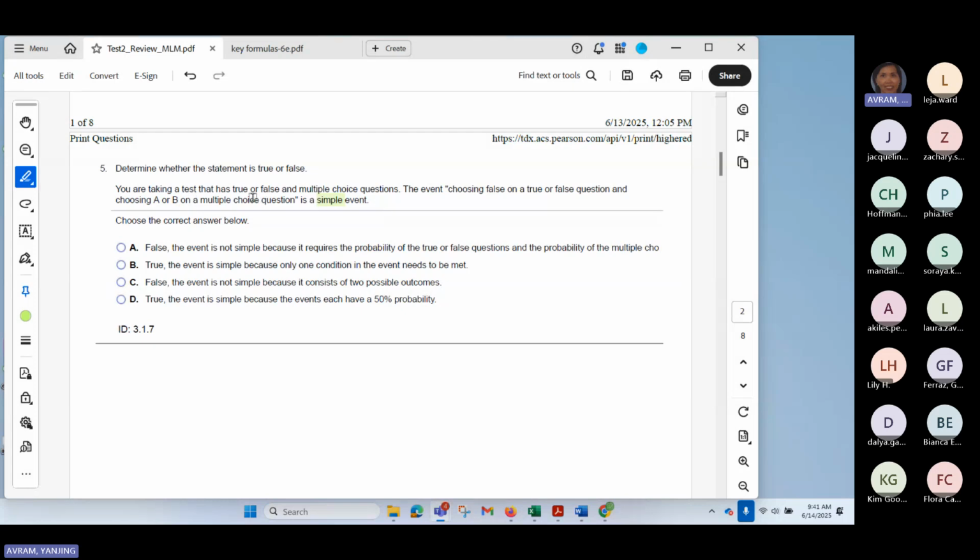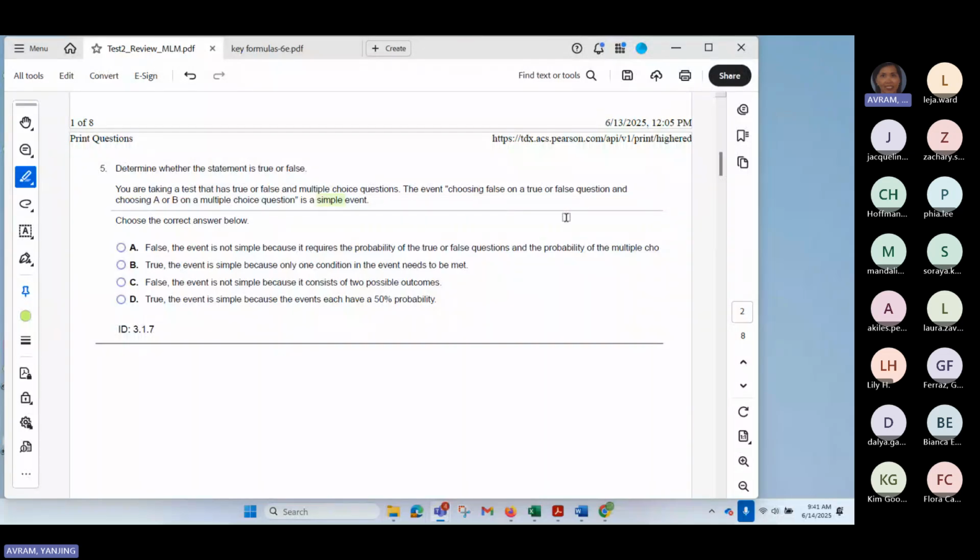You are taking a test. This test has true and false questions, and also a multiple choice question. The event is choosing false on a true or false question. Okay, that is one outcome, right? And choosing A or B on a multiple choice question.